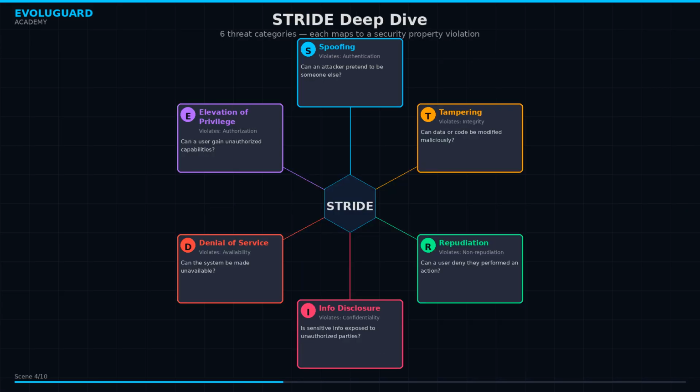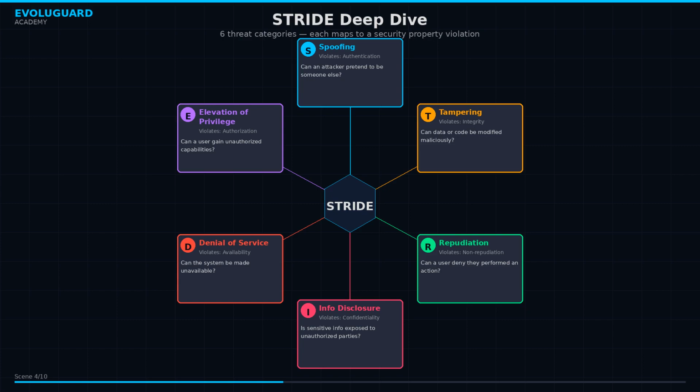Let's break down STRIDE in detail. S stands for spoofing. Can an attacker pretend to be someone else? This violates authentication. T stands for tampering. Can data, code, or configuration be modified maliciously? This violates integrity. R stands for repudiation. Can a user deny they performed an action? And can you prove otherwise?